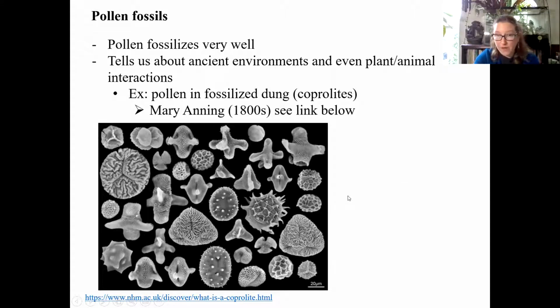If you want to learn more about fossilized dung, which I know you do, we don't have time to do it right here, but there is a link here, and you can learn more about what coprolites are.